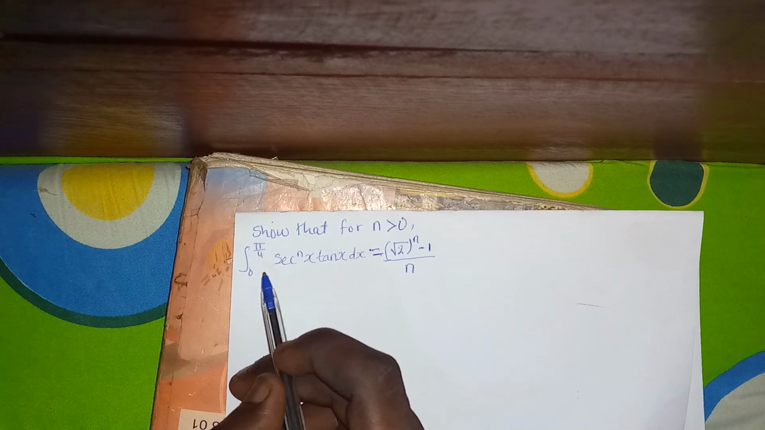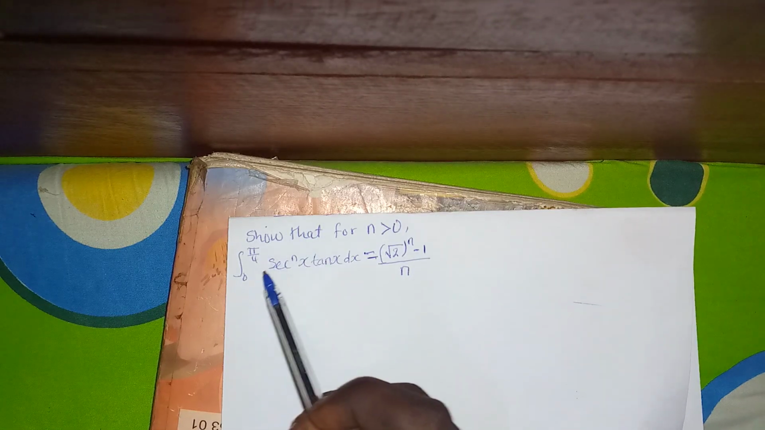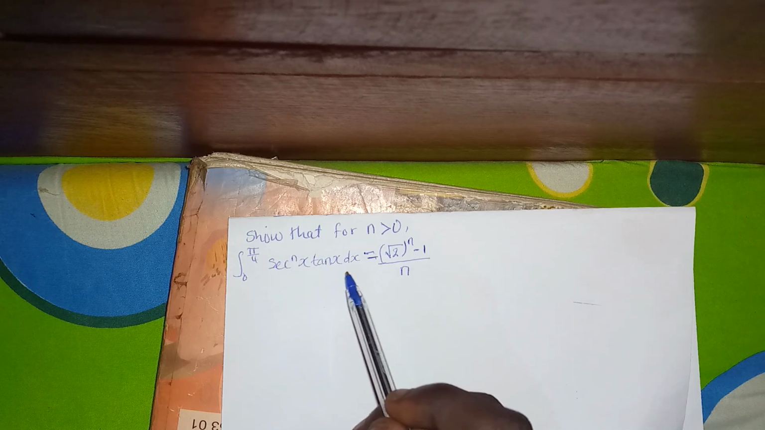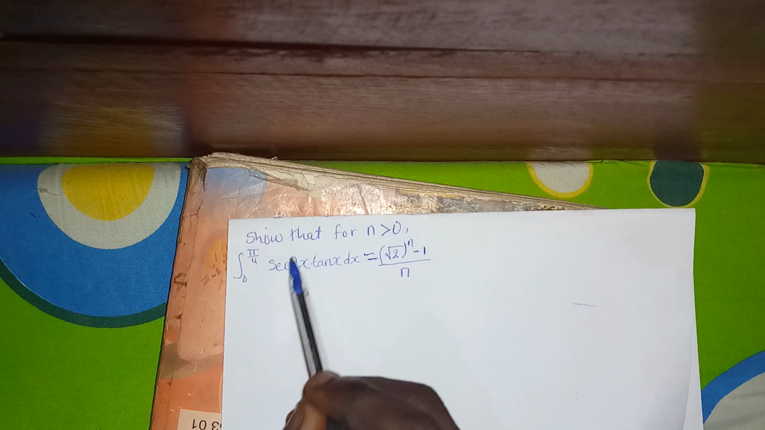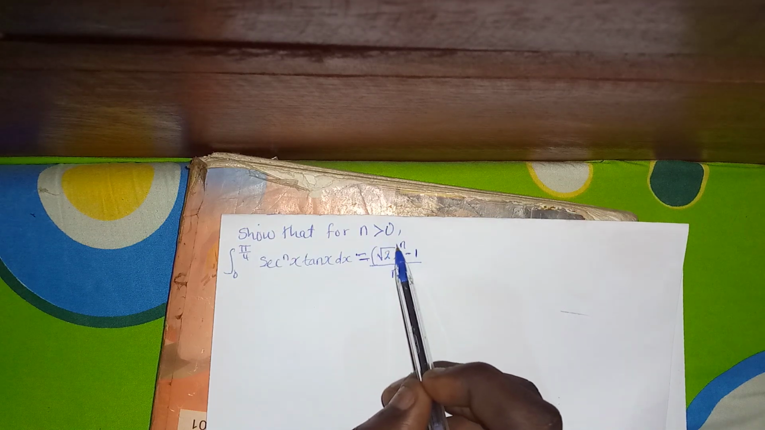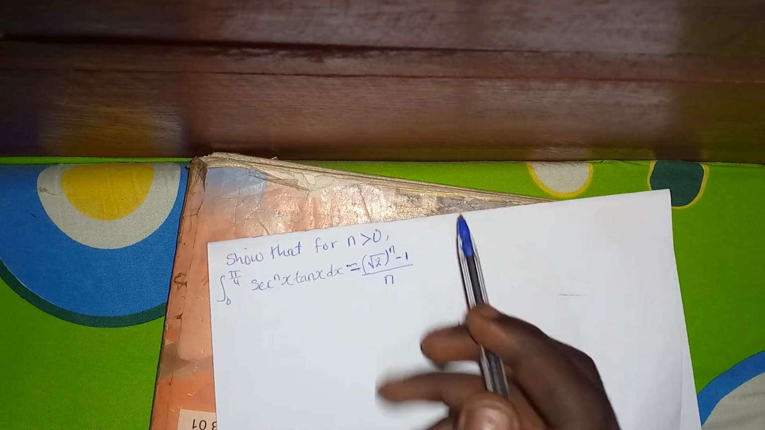The question wants us to evaluate the definite integral from 0 to pi over 4 of sec^n x tan x dx, which will show that this definite integral is the same as (root 2 to the power n, minus 1) all over n.